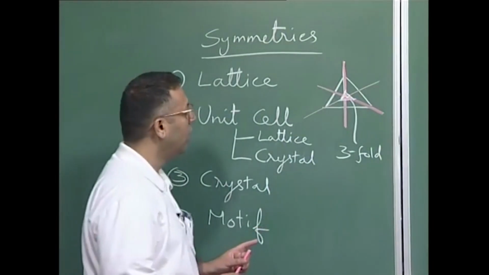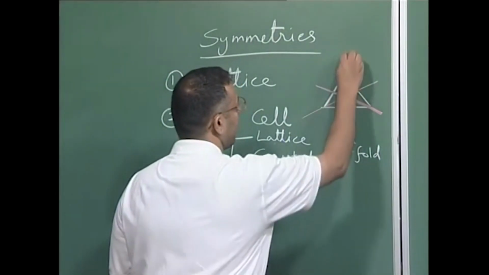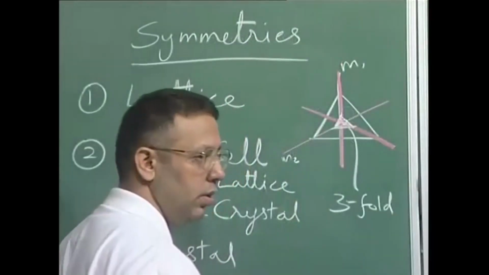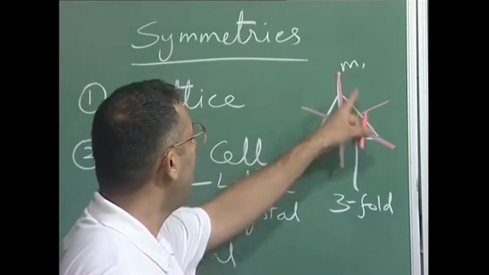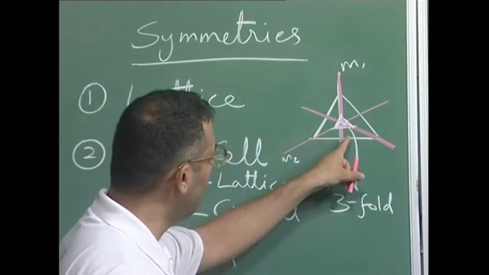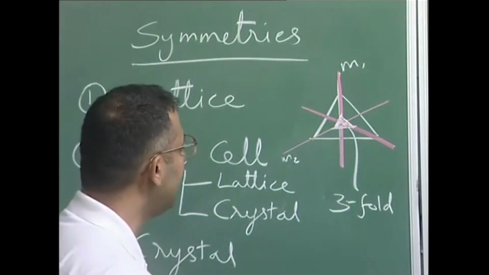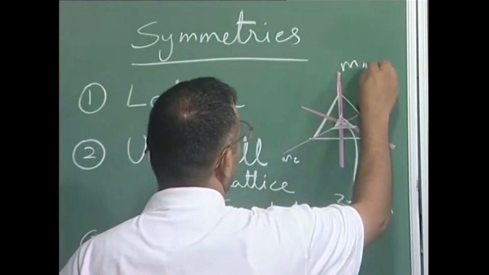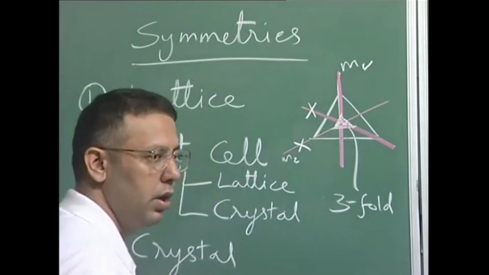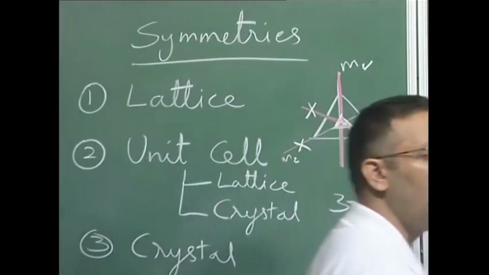the lattice. On the other hand, suppose I call this mirror 1, do I need to consider this as mirror 2? Not, because this mirror 1 on the operation of 3-fold comes down to mirror 2. But when I put this motif on top of the lattice, the only surviving mirror would be this vertical mirror. If I call it V, this mirror and this mirror would be lost. Therefore, I would have a symmetry of the crystal as M.